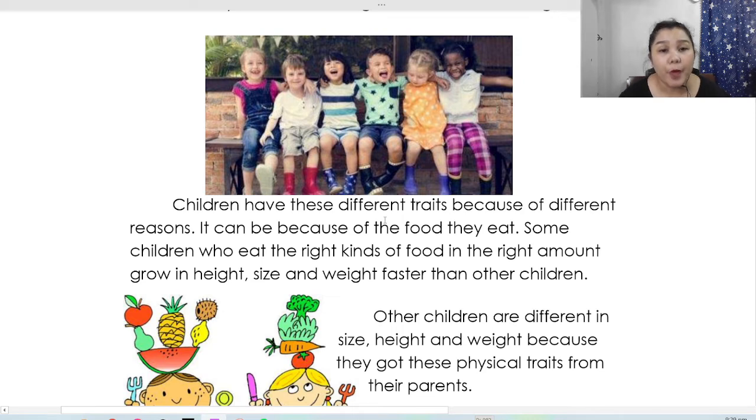Okay, other children are different in size, height, and weight because they got these physical traits from their parents. So, aside from the food, meron ding tinatawag na the traits that you get from your parents. Pag matangkad ang parents, both are tall, most probably, you would also grow tall. And then, kapag mababa naman ang mga parents, kumbaga normal ang height, their children more likely become just like their height. So ganun din, namamana yung traits.